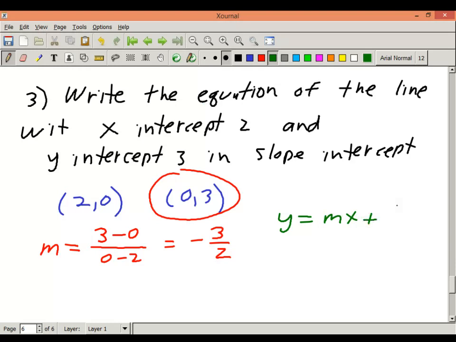And we have everything we need to plug into that. So we have the slope now is negative 3 over 2. So we have y equals negative 3 over 2 times x. And now we know the y-intercept is 3. They told us that, so plus 3. So we took advantage of the fact that one of our points was the y-intercept to shorten up our work a little bit. We'll get a lot of practice on this on the assignment.